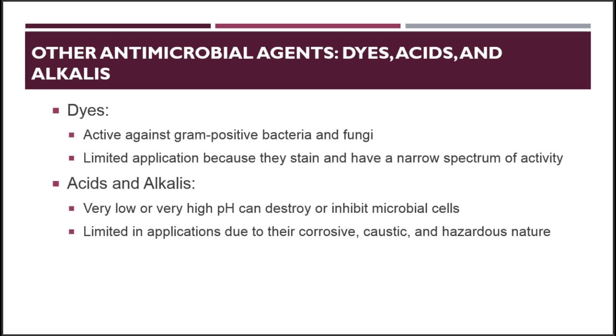There are a number of other antimicrobial agents that we can use: dyes, acids, and alkalis. Remember, pH plays a role in the survivability of organisms. Certain organisms prefer certain pH, typically in that neutral area. So high or low pH can destroy or inhibit microbial cells. We don't use acids or alkalis a lot because they are corrosive and caustic, so they break down materials and tissues. They're also not very safe in the environment.